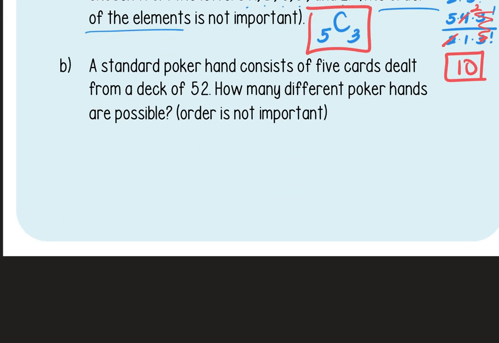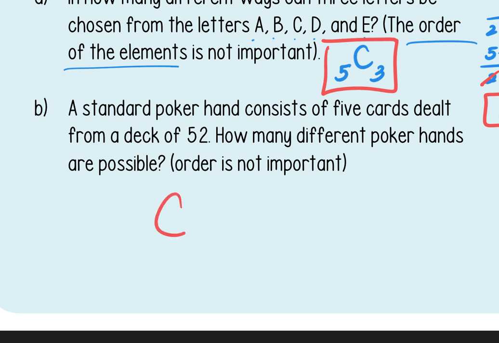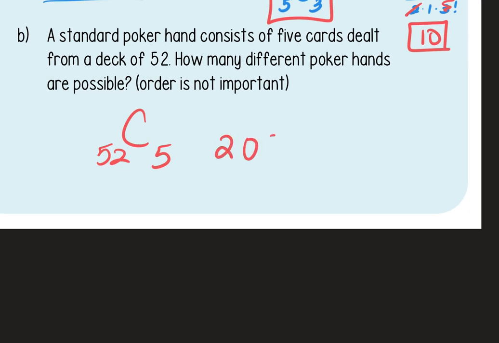So what's my full set? What goes on the left? How many cards are in the full set? 52. How many am I taking out of hand at a time? 5. You would not want to do this without a calculator. That's a very large number, okay? So if you go to math and you go over to PROB, underneath the nPr is your nCr. 52, 5. 2,598,960 different hands.